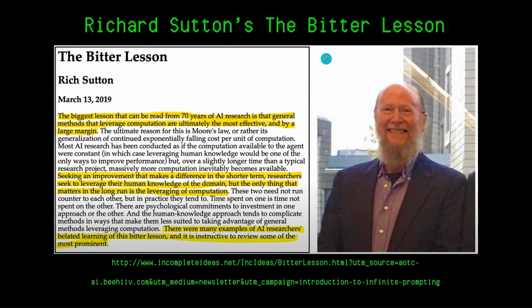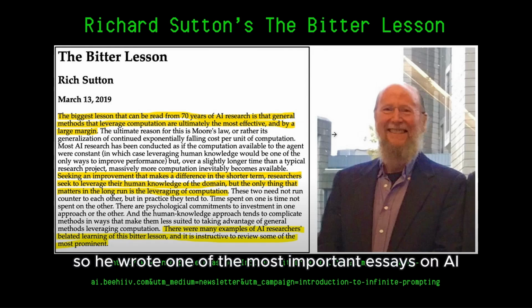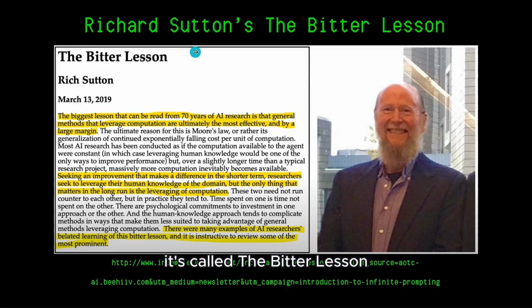This is Richard Sutton, one of the most recognized AI pioneers. He wrote one of the most important essays on AI. It's called The Bitter Lesson. The biggest lesson that can be read from 70 years of AI research is that general methods that leverage computation are ultimately the most effective, and by a large margin.